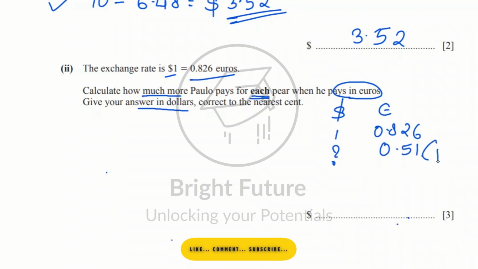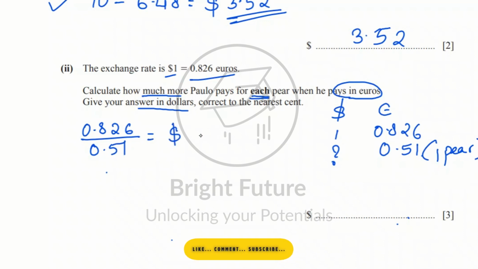Because one pair costs 0.51 euros. So if I convert this into dollars, how many dollars am I going to get? 0.826 divided by 0.51 will give me 0.6174. So one pair for which I am paying 0.51 euros, if I convert that into dollars, then I am paying $0.6174. Got it? Earlier I was giving $1 directly, so I was paying directly 0.54.